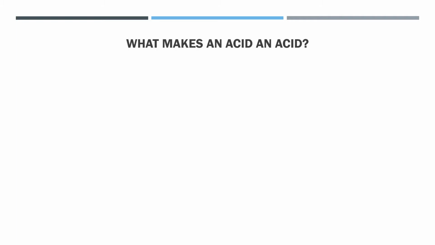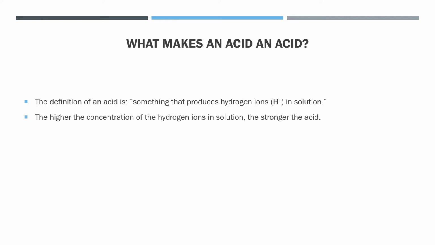Well, let's start with the definition of an acid. An acid is something that produces H+ or hydrogen ions in solution. The concentration of an acid tells us how strong the acid is, but not if it is a strong or weak acid. The strength of an acid is related to concentration, but whether an acid is strong or not depends on ionization, which we'll discuss later.